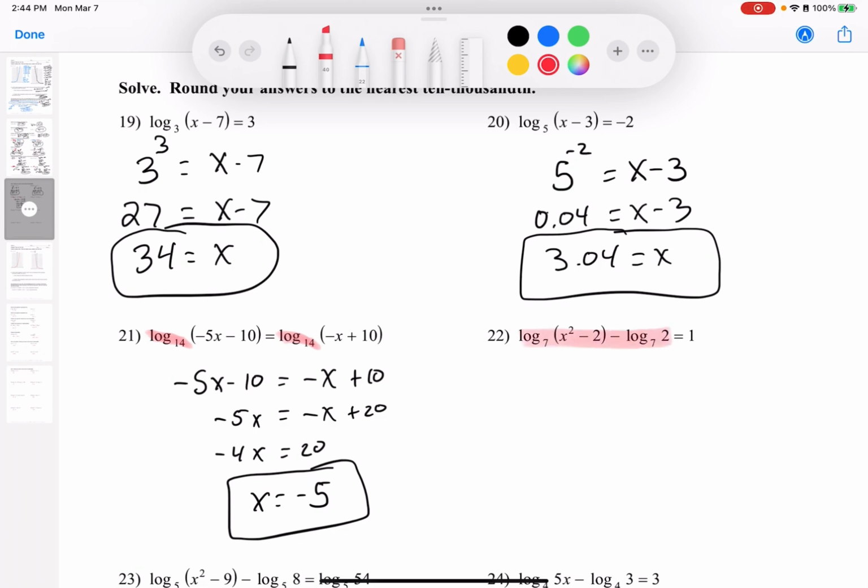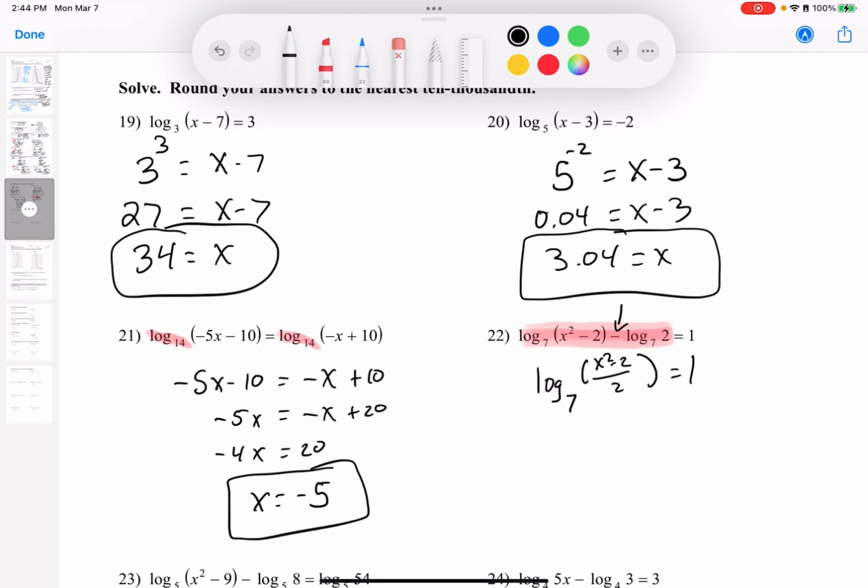Okay, I've got kind of this expanded log, and we can't have that. We've got just 1 on the other side, so that's good, but we've got an expanded log, so we have to write that as a single log. So we're subtracting, so this would become log base 7 of (x squared minus 2) over 2 is equal to 1.